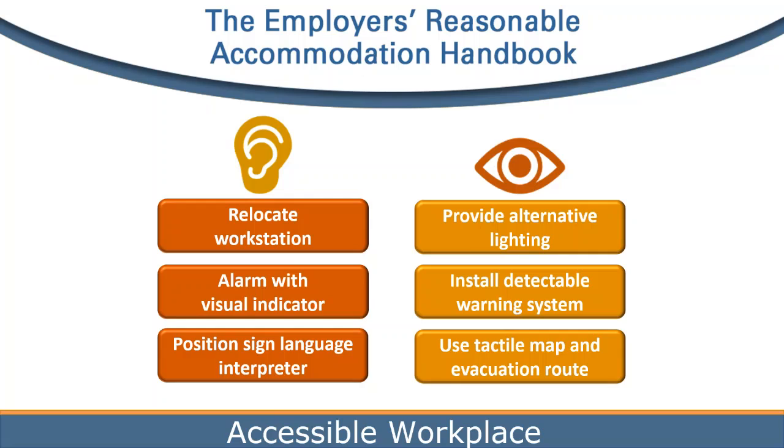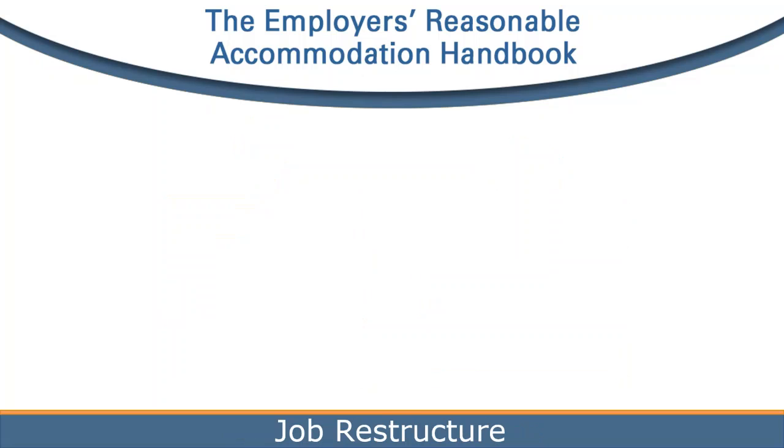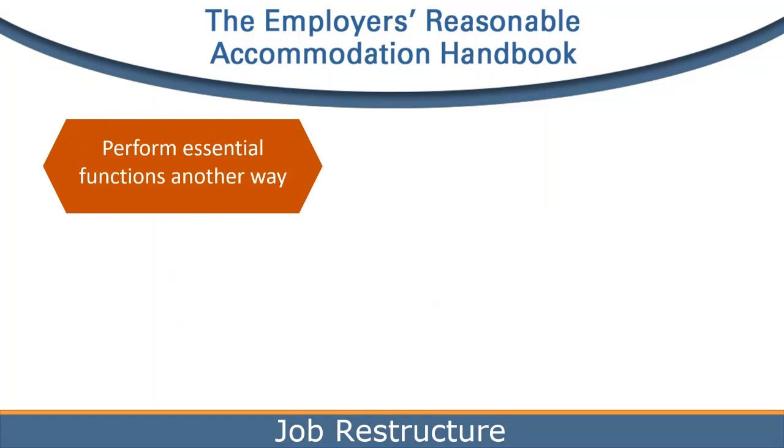Another type of accommodation is restructuring the job. This means identifying a solution to perform the job's essential functions in another way, or to consider whether the job's marginal functions can be removed or traded with a coworker.